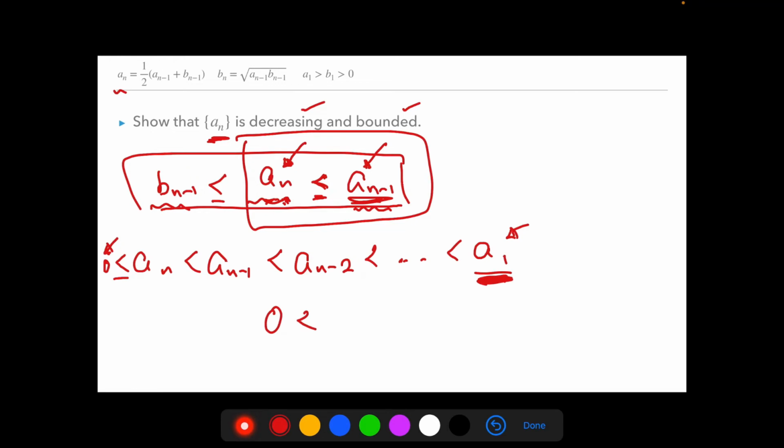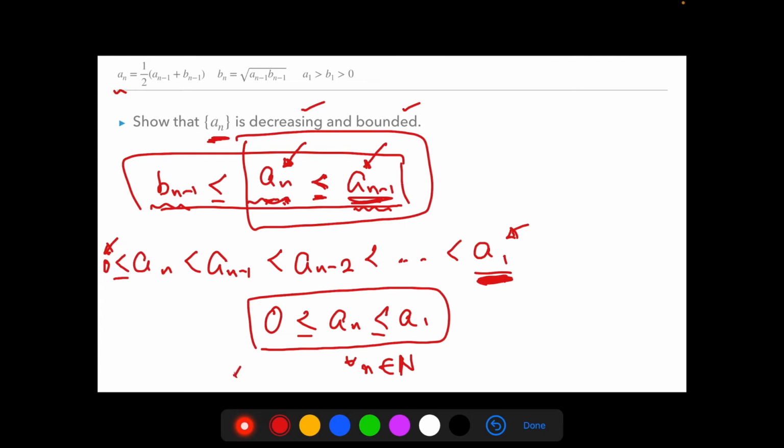So what we get is 0 is less than or equal to a sub n, which is less than or equal to, but actually strictly speaking less than, let's just put equal to a sub 1 for all n. And therefore, it's bounded below and bounded above. So we've shown it's bounded, and therefore, it's convergent.